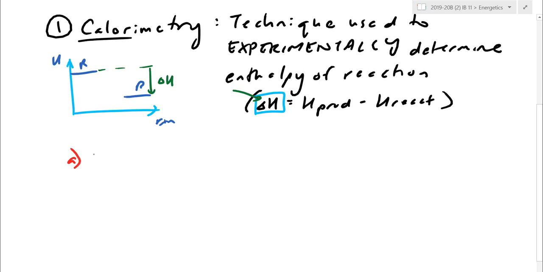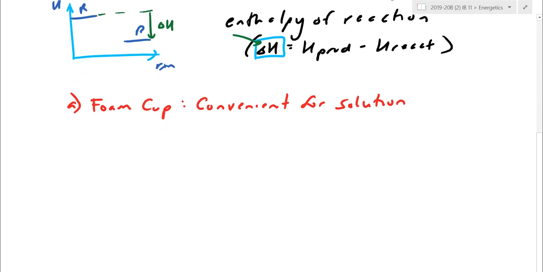We can do the first one here as what's called a foam cup or styrofoam cup calorimeter. A foam cup calorimeter is convenient for solution-style reactions, dissolving reactions, neutralization reactions. When we do the worked example later on, it will be this sort of setup.